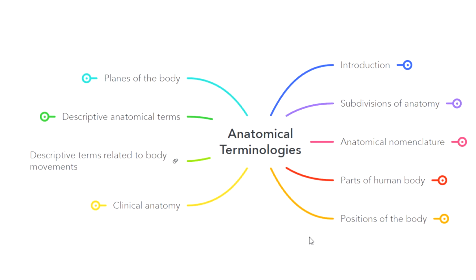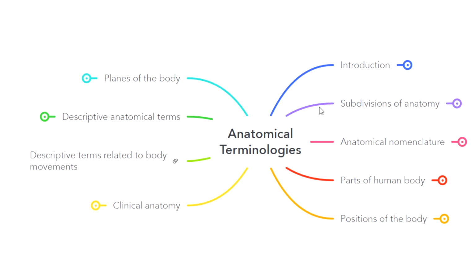In this session, I will be summarizing all the topics under anatomical terminologies which were discussed in detail in the previous 4 parts. Here I will recap the headings and subheadings of the topics. If you need an in-depth explanation of these topics, please go back and watch the previous 4 parts.